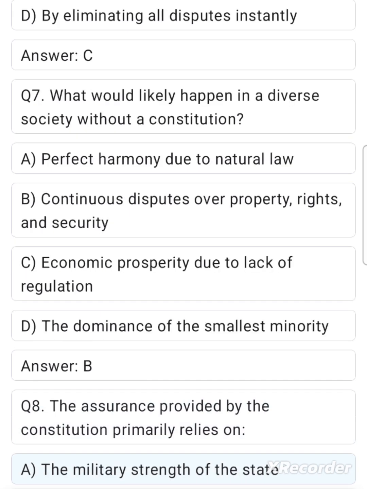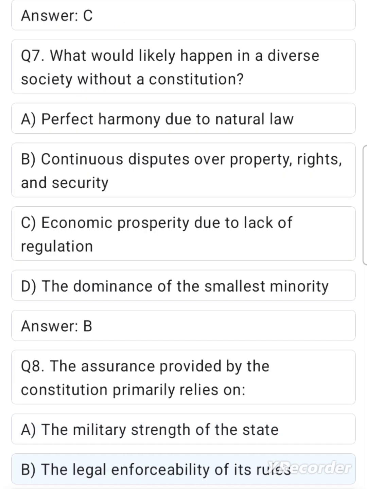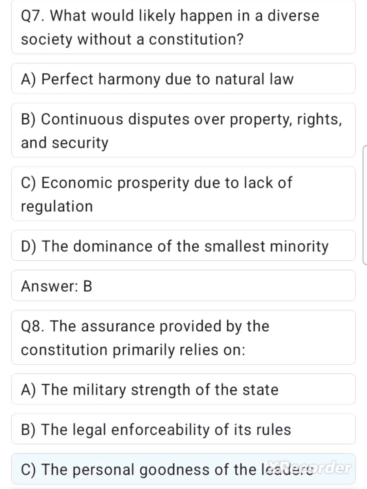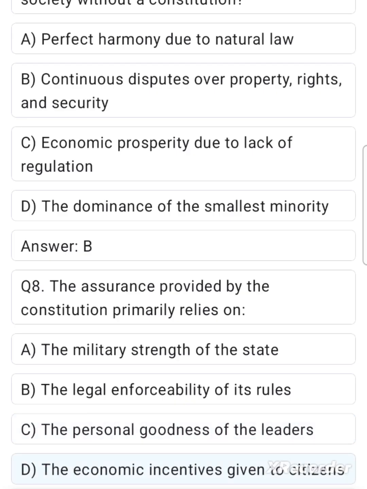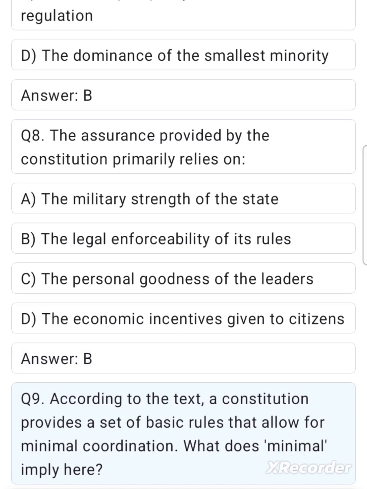Q8. The assurance provided by the Constitution primarily relies on A. The military strength of the state. B. The legal enforceability of its rules. C. The personal goodness of the leaders. D. The economic incentives given to citizens. Answer. B.